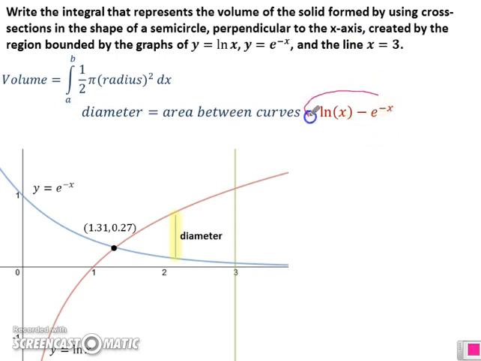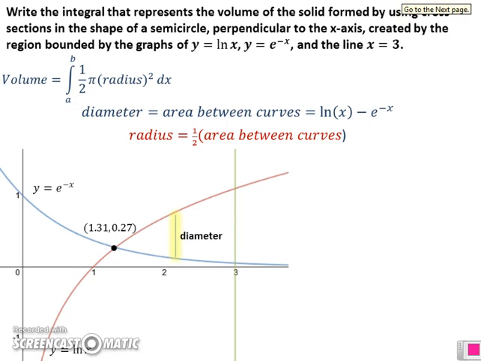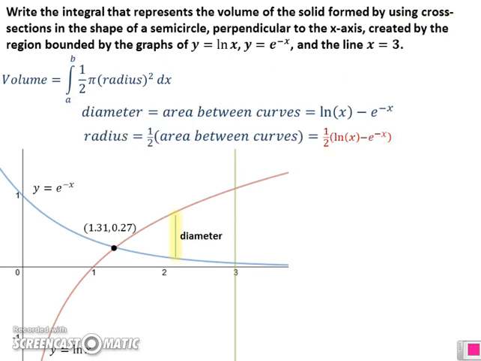So we have, this is our diameter. The radius will be half of that, which would be 1/2 times the natural log of x minus e to the negative x power. So if the distance between the curves is the diameter, and that represents this piece here, the radius is 1/2 of that. Now that 1/2 is going to go right here. 1/2 of this thing, and we're going to have to square it.